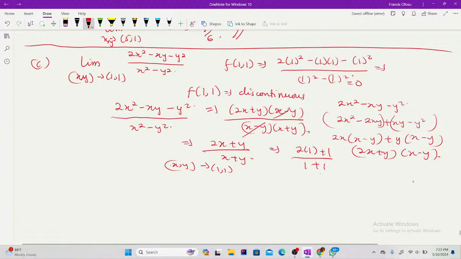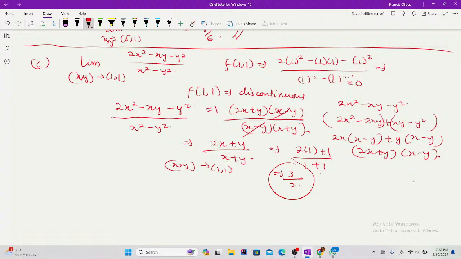This is giving me 2 times 1 plus 1, which is 3, right? I'm getting 3 over 1 plus 1, which is 2. So I'm getting 3 over 2. Therefore, my limit at this point is 3 over 2.